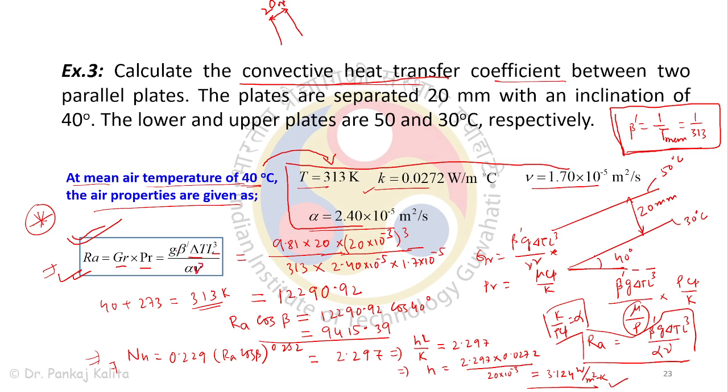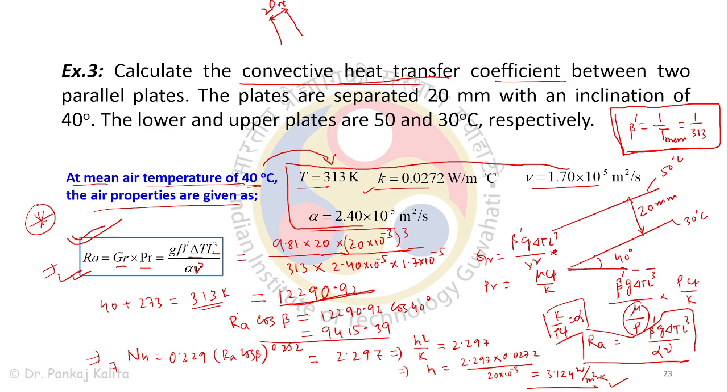So if we put all these values into the equation, g is 9.81, beta dash is 1 by 313, delta T is 50 minus 30, which comes to 20, and your length is 20 mm, so in meters it will be (20 into 10 power minus 3) whole cube, upon alpha, whose value is given, and nu, whose value is also given, right? So you can calculate the Rayleigh number. It will come out to be this value.